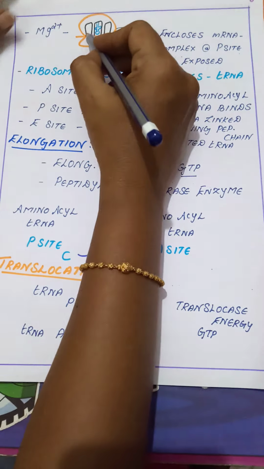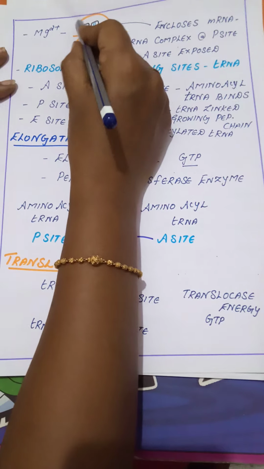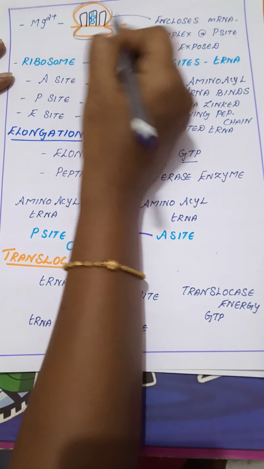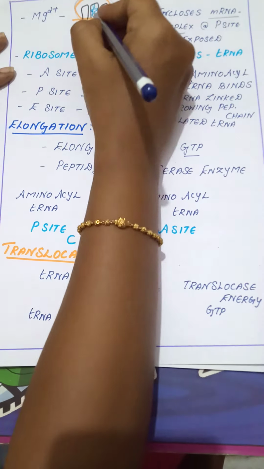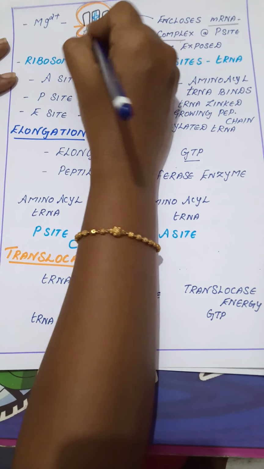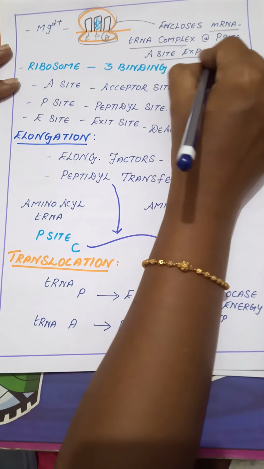Of course, they require the bivalent magnesium ion for the association of the smaller unit and the larger unit. Now, the ribosome encloses the mRNA and tRNA complex at the P site. This one is the E site, this one is the P site, and this one is the A site. The A site remains exposed here.